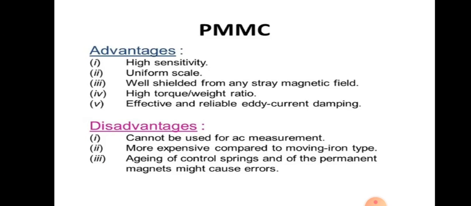The first one is it cannot be used for AC measurement. This is the biggest disadvantage. The second disadvantage is it is more expensive as compared to moving iron type. And the third disadvantage is aging of control springs and of the permanent magnets might cause error. As we know, two springs are used in this system. So if we have used this instrument multiple times, then aging of control springs may happen, which may cause error. So these are the disadvantages of PMMC.